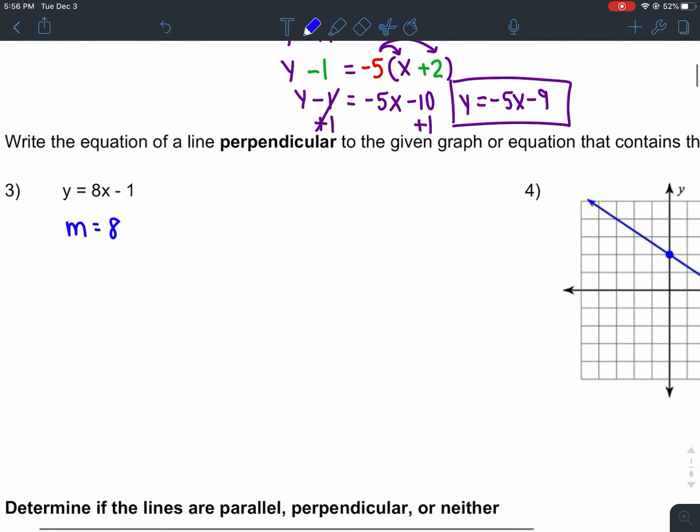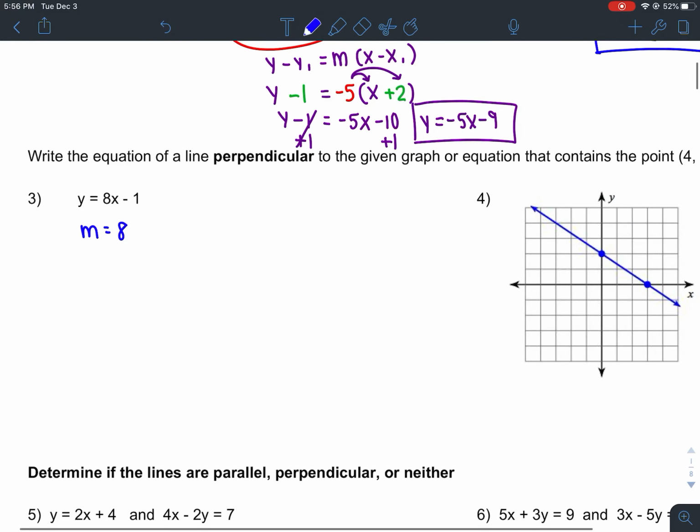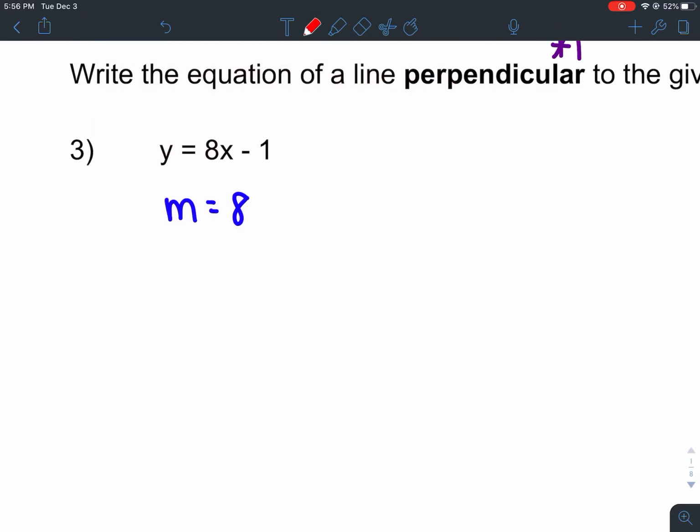So the slope here is going to be positive 8. Is this the slope that I want to use? No, because I want to create a perpendicular line. If I'm trying to create a perpendicular line, I need opposite reciprocal slopes. That means I need to flip my fraction and then change the sign.